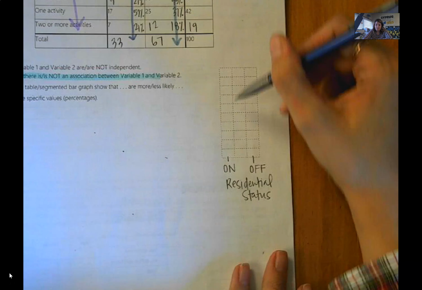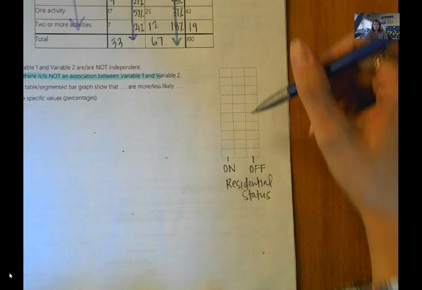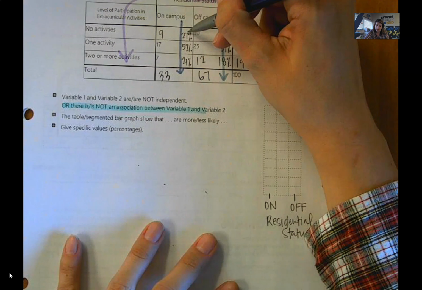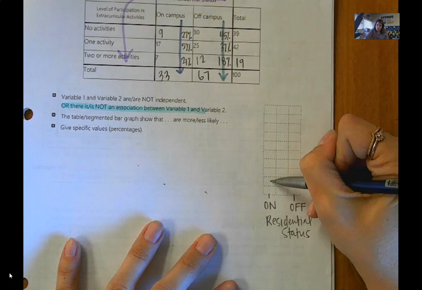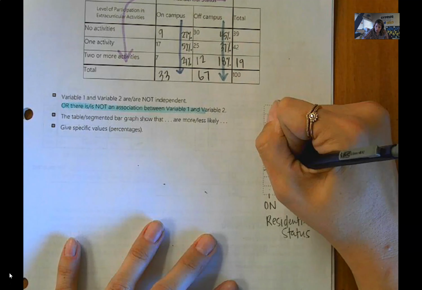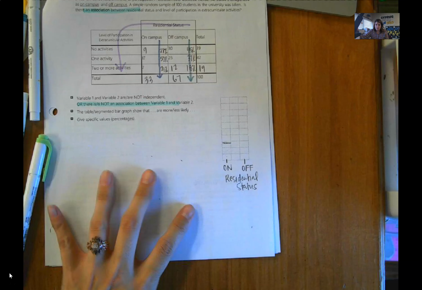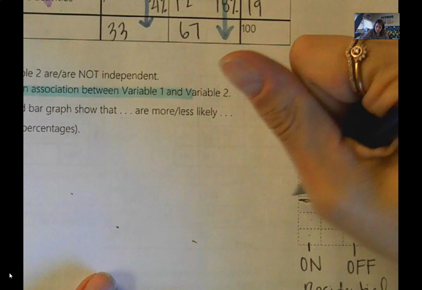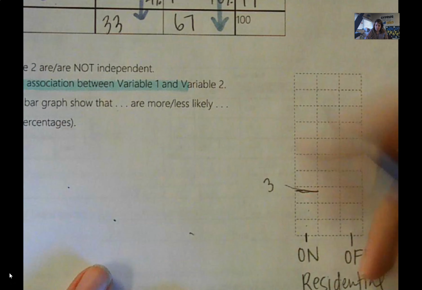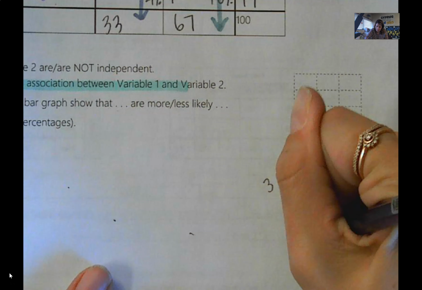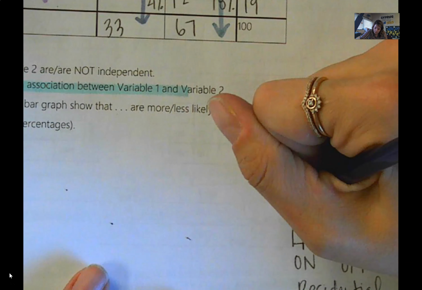Now remember, on this one, you're going to end up having 3 different categories. So for on campus, my first percent was 27. So I count 1, 2, and then I go almost all the way on the third one. So that would be 27%. This little smidgen right here is 3. So if this is 27%, that means that little bit left over in here is 3%.